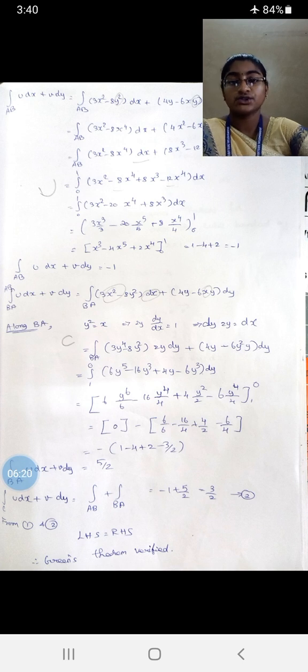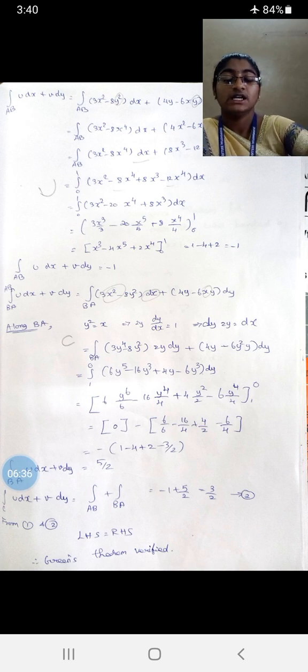So when we substitute upper limit we get 1 minus 4 plus 2, that is 3 minus 4, which is equal to minus 1. Thus I find the value for the axis along AB. Then we have to find the axis along BA. Then we have to add both the things for the left hand side. So for along BA, u dx plus v dy. Now substitute the plane equation inside our integral.